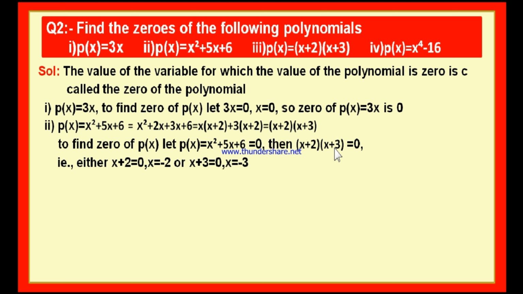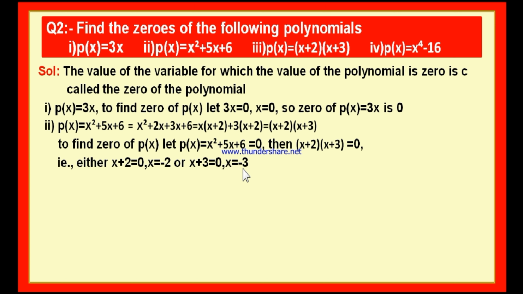Or if the second value is 0, that is if x plus 3 is 0, then x is equal to minus 3. That is, there are two x values. One is minus 2 and the second is minus 3. If you substitute x is equal to minus 2 in the given quadratic polynomial, you will get the total polynomial 0. And again, if you substitute x is equal to minus 3 in the given polynomial, it will become 0. You can try.